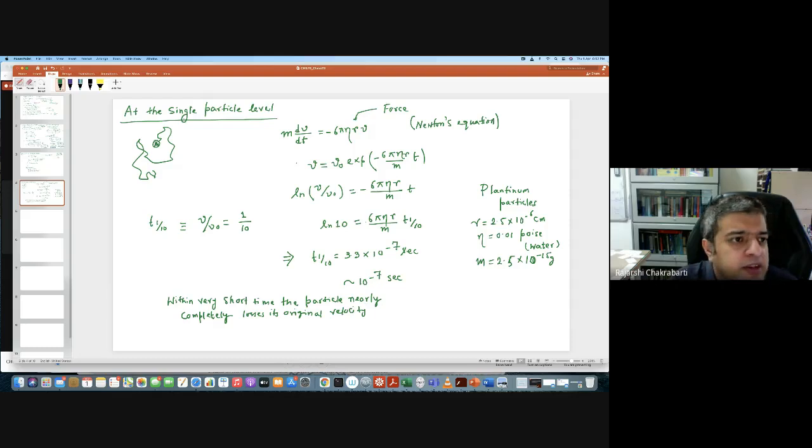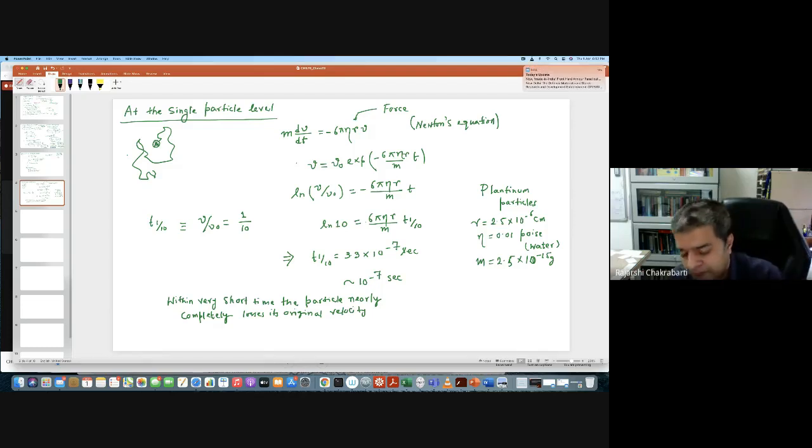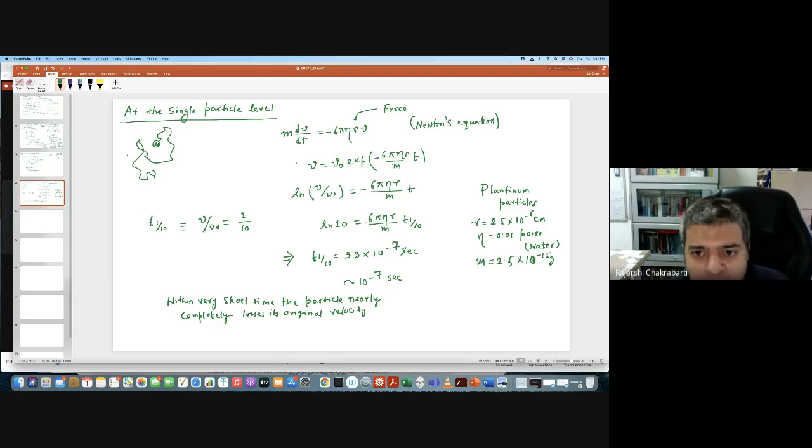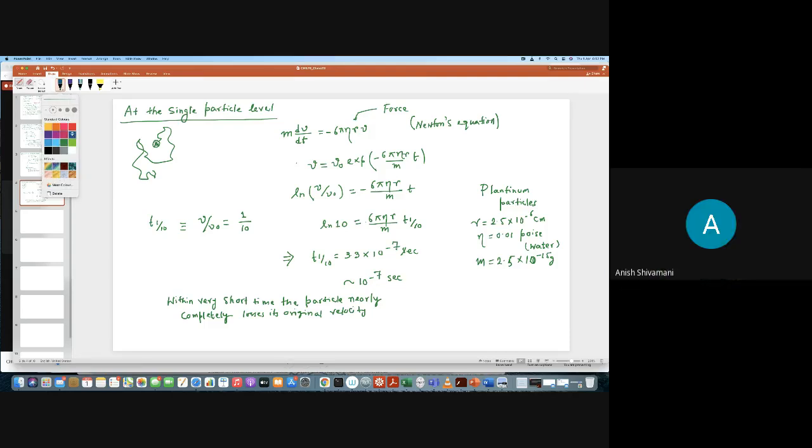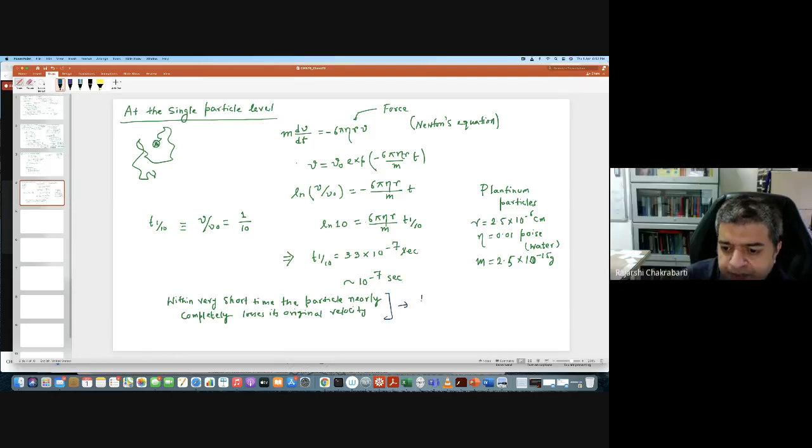But this does not happen in reality, because if you try observing this colloidal particle or pollen grain under the microscope, it keeps on moving, isn't it? It is all the time moving. It never stops. But if I follow this Newton's equation, then it should stop within a fraction of a second. But it does not happen. Is this clear to all of you? So what is the solution?